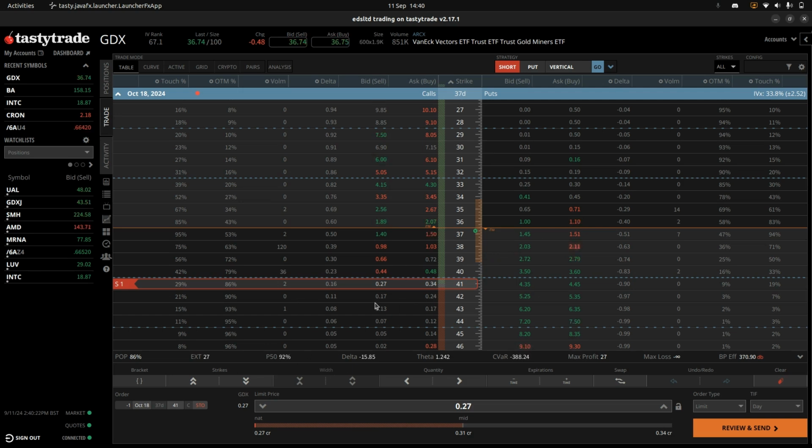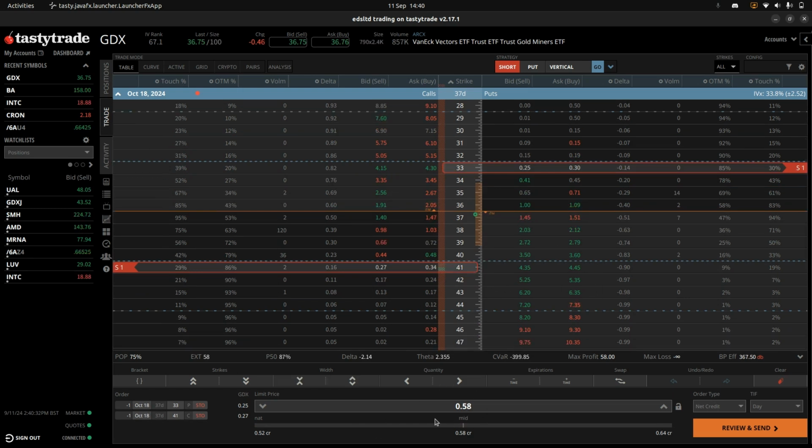But for right now, for the sake of this example, if we go with a 16 delta call and then we go with a 16 delta put, as you can see here, we'd collect $58 upfront in premium. We are outside of our expected move, and it would require $367 in buying power. So a very small amount of buying power required, and would collect a nice $58. We've got a 75% probability of profit with this trade, so a very high probability trade.